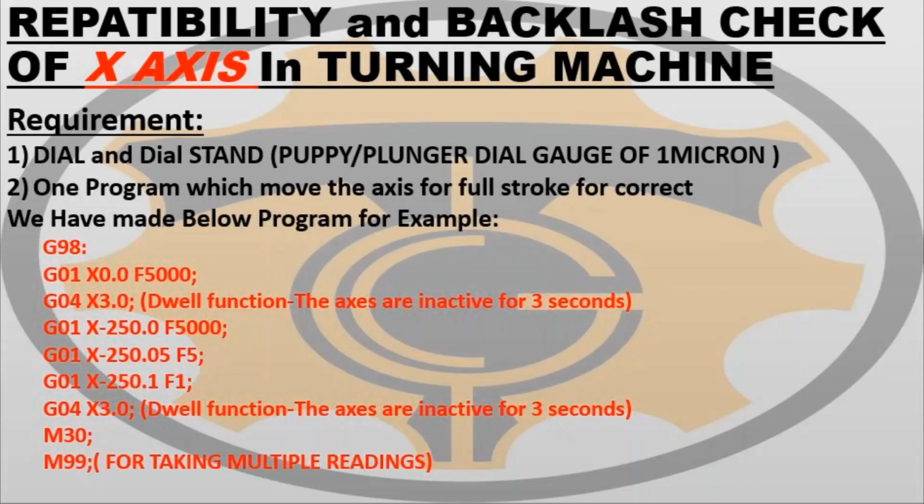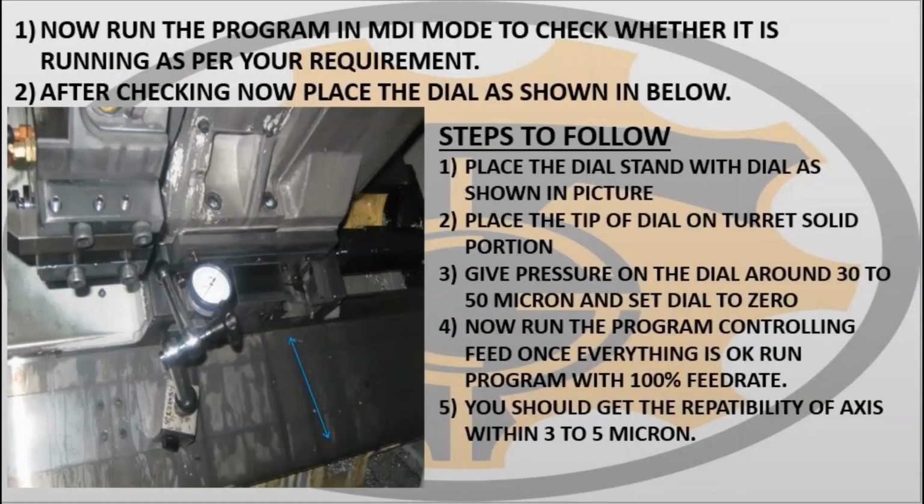G98 G0 X50.00, then we have given a dwell in which the axis remains inactive for 3 seconds. Then again in the bottom G4 X3.0 dwell, the axis will be inactive for 3 seconds, and M99 for taking multiple readings. Make sure, friends, while doing this whole activity, you should take the whole stroke of the axis so that you can get accurate results.